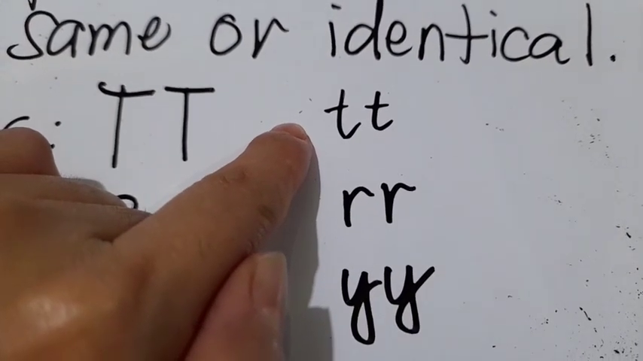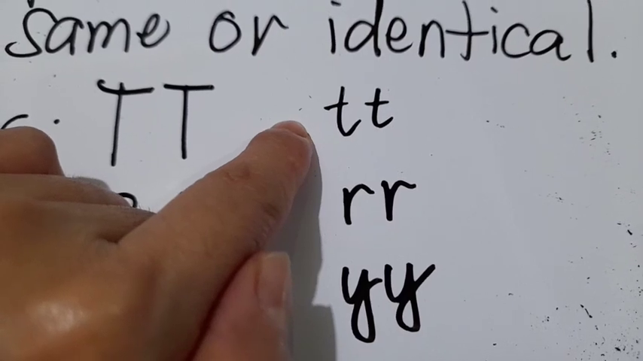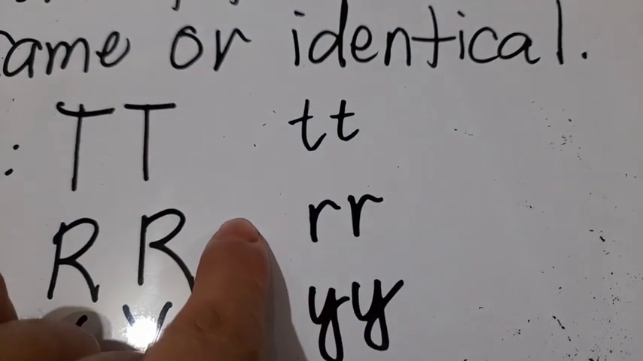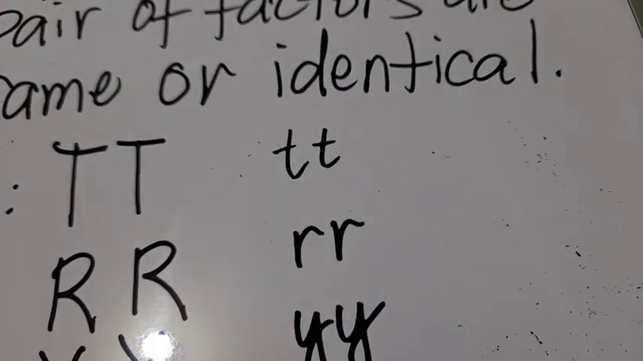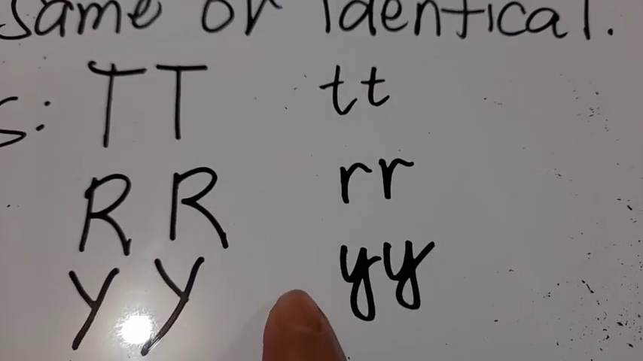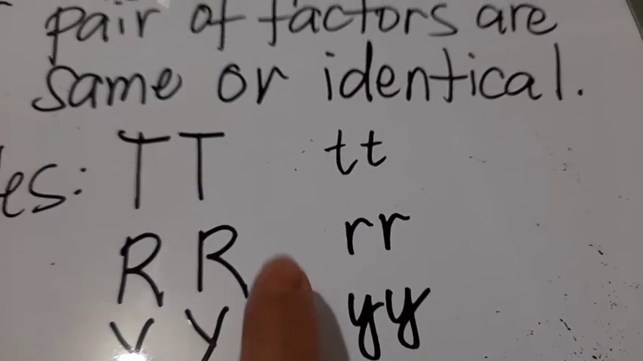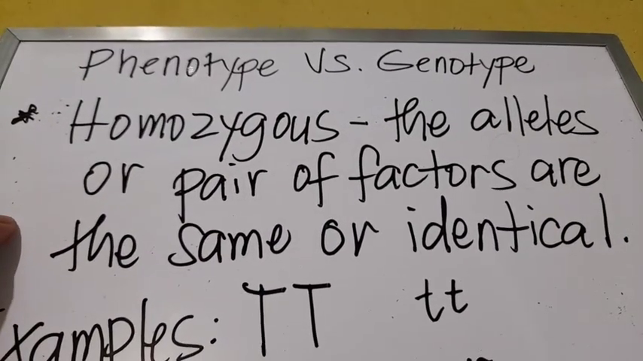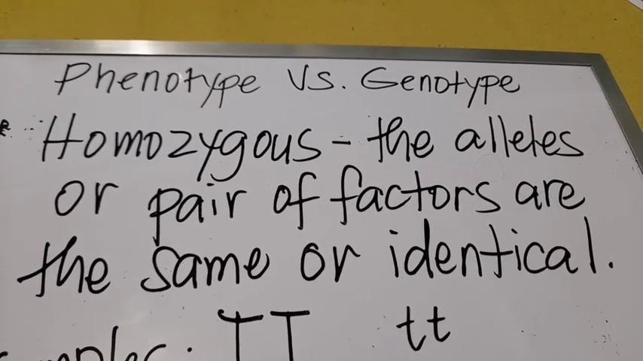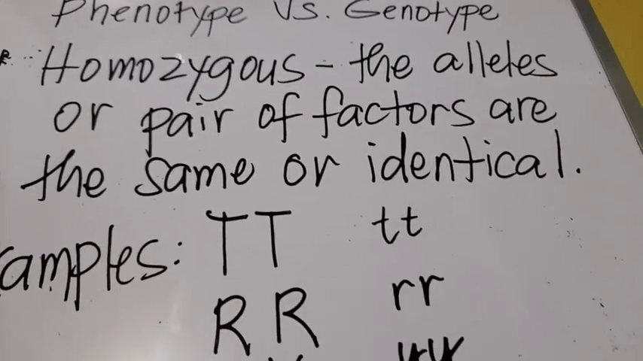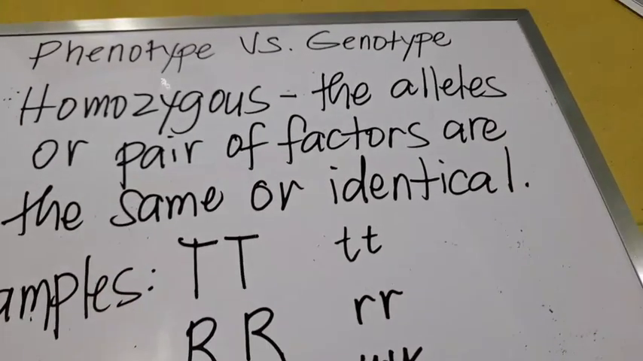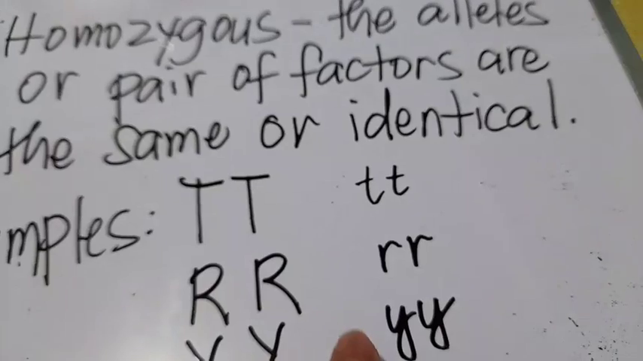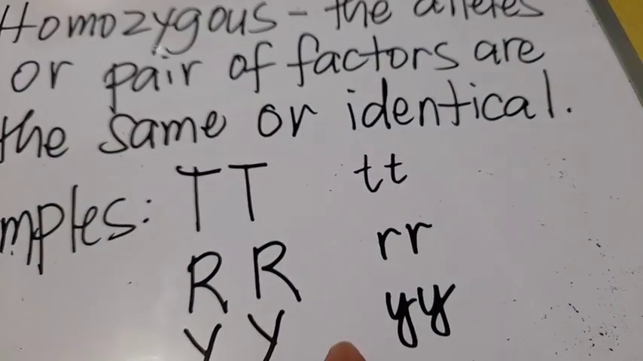There is also another type of homozygous. We're using the small letter. So this is homozygous short. This is homozygous wrinkled and homozygous green. So again, if we say homozygous, the alleles or the pair of factors are the same or identical. It can be dominant using the capital letters, or it can be recessive using the small letters.